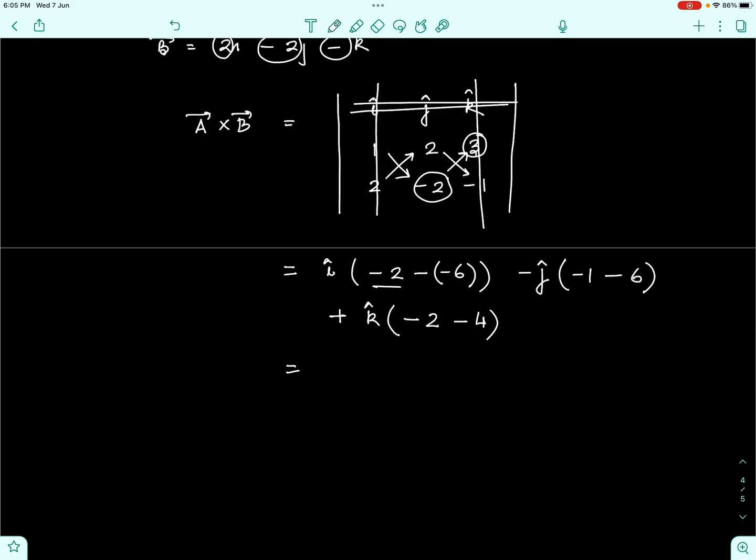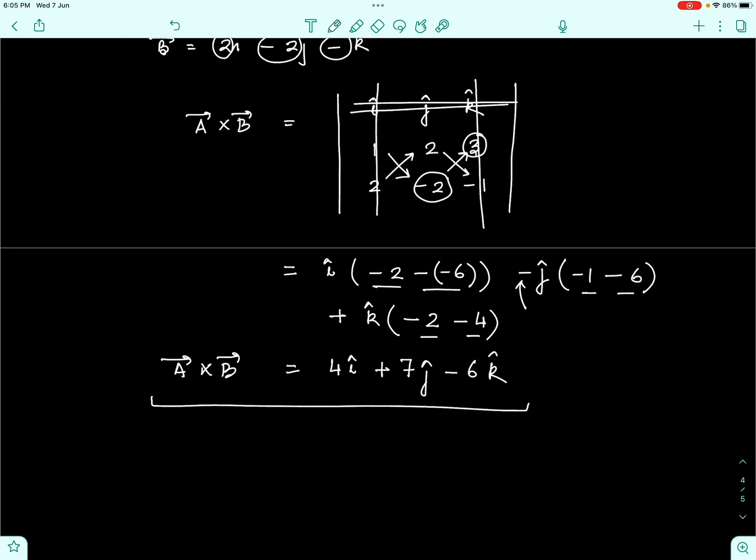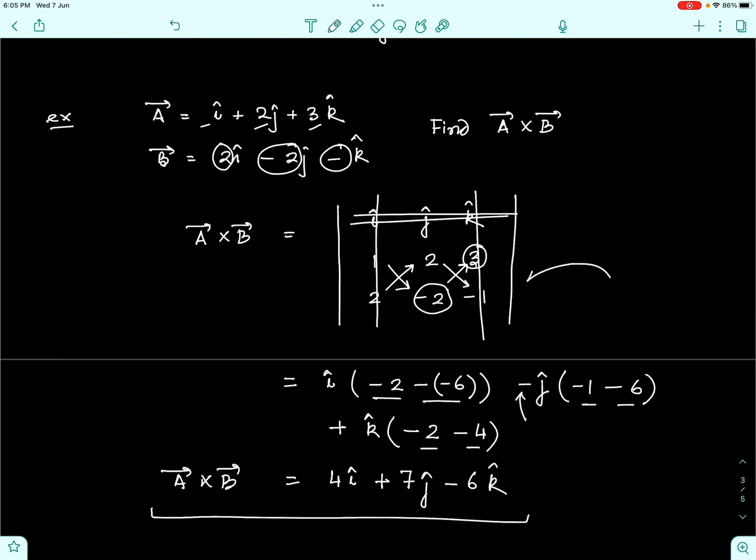See that minus 2 plus 6 is plus 4, so you will have a 4i cap. Minus 1 minus 6 is minus 7, but then we have a minus sign outside, so it will be plus 7 j cap, and minus 2 minus 4 is minus 6, so minus 6 k cap. This is our answer for A cross B. See that we don't have to remember that long expression for the cross product of vectors. The matrix form gives us a very easy way out to get the cross product between two vectors.